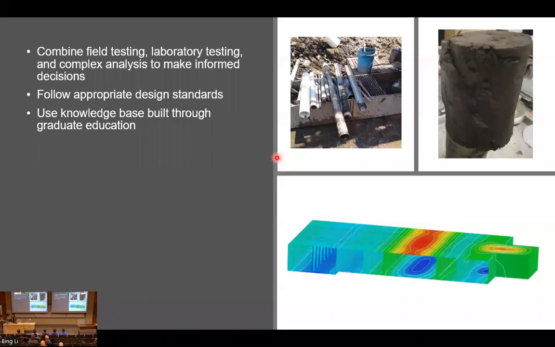So for all of these projects, it was really important to use a combination of field testing, laboratory testing, and finally analysis to make informed design decisions. And obviously for every project, you had to follow the appropriate and relevant design standard. So in this photo, on the top right here, I'm showing various types of samplers. So you have the split spoon, that's a Shelby tube, there's a triple core barrel, and I think that's the outer casing of a Denison.